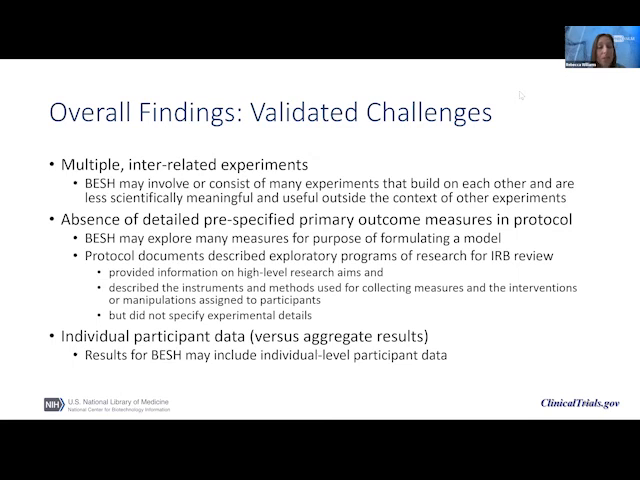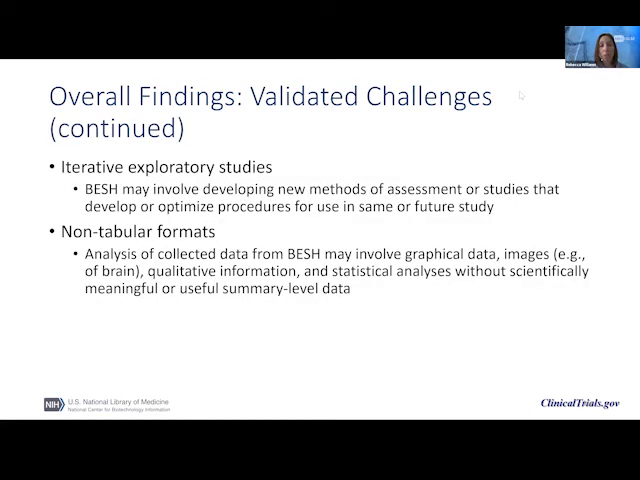And we found that many BESH studies were exploratory and were sometimes even exploring measures that might be useful for formulating a model. And then we also saw that a lot of the results were sometimes presented as individual participant data and didn't necessarily follow that profile for summary results information that we expect. And then again, a little bit similar to the first point, many of the studies were iterative and exploratory, and so may involve the development of new methods that may have been difficult to pre-specify at the beginning, as well as the final challenge was use of non-tabular formats.